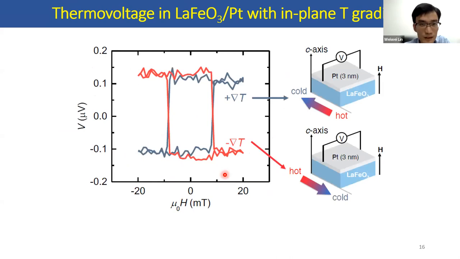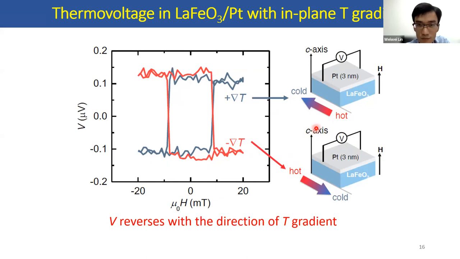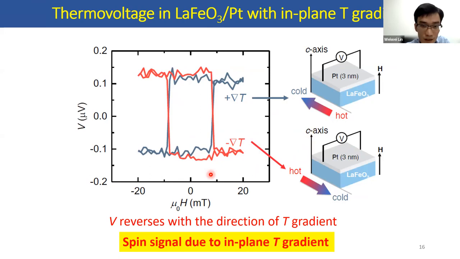Does this result really depend on the in-plane temperature gradient? Here I show that if we change the direction of the in-plane temperature gradient, a positive in-plane temperature gradient gives a positive loop. If we reverse the temperature gradient, the thermal voltage loop is also reversed. So the voltage reverses with the direction of the temperature gradient. This clearly indicates that the spin signal is due to the in-plane temperature gradient.